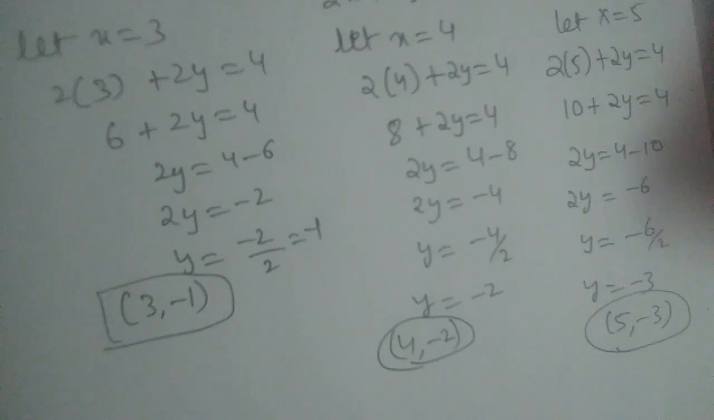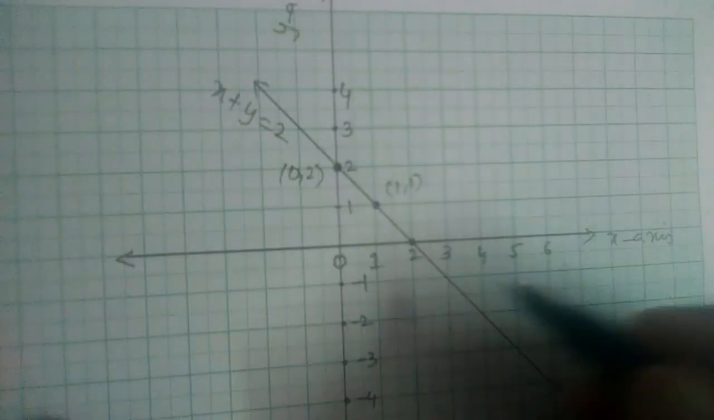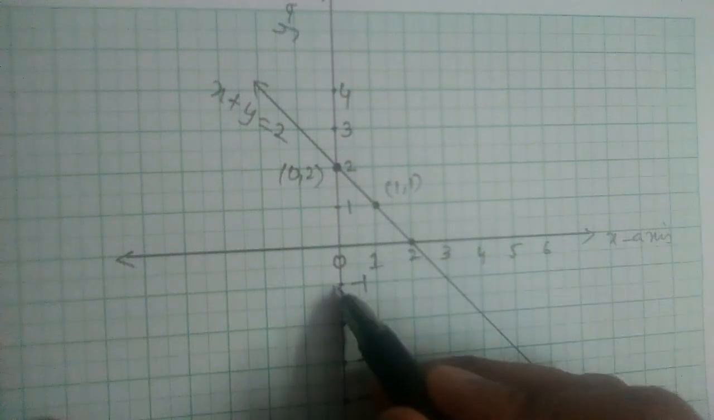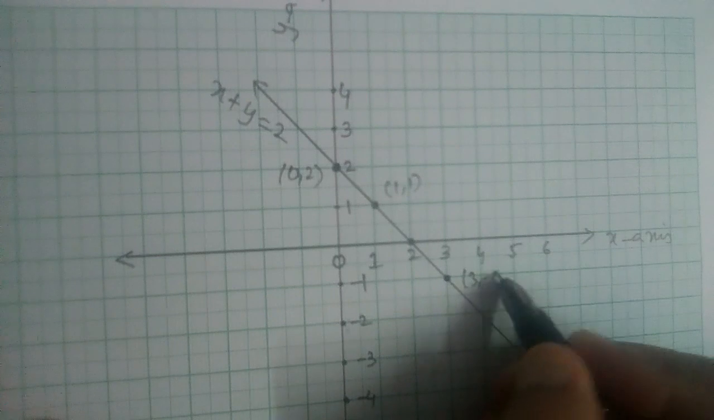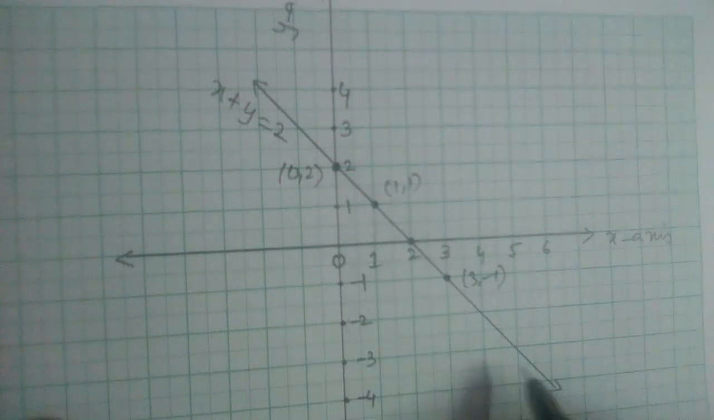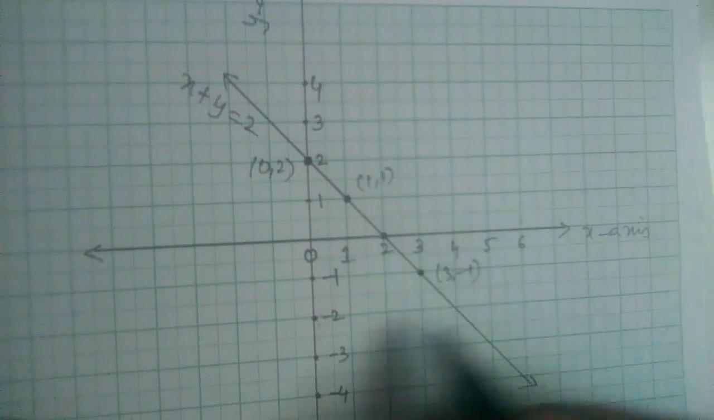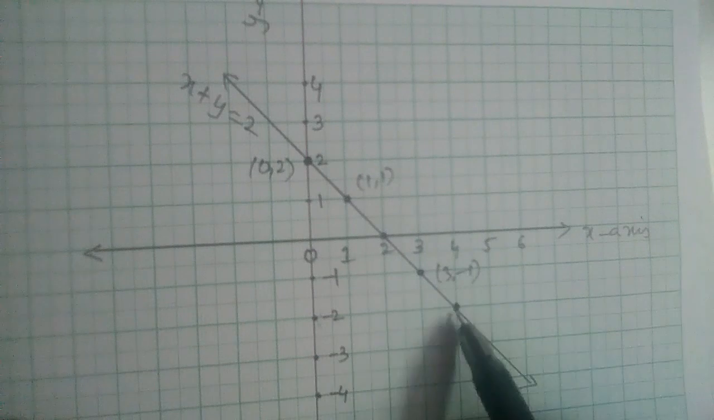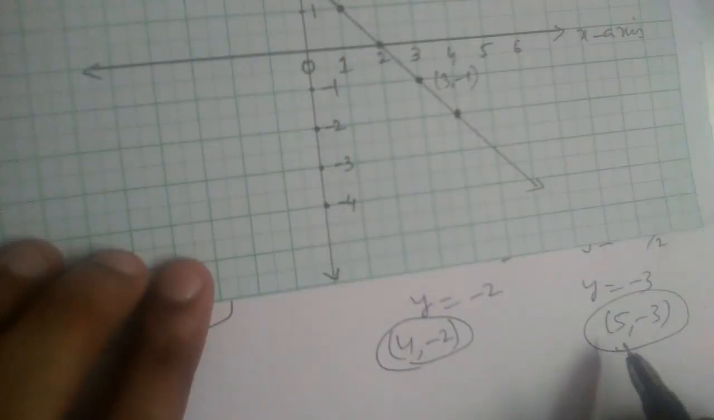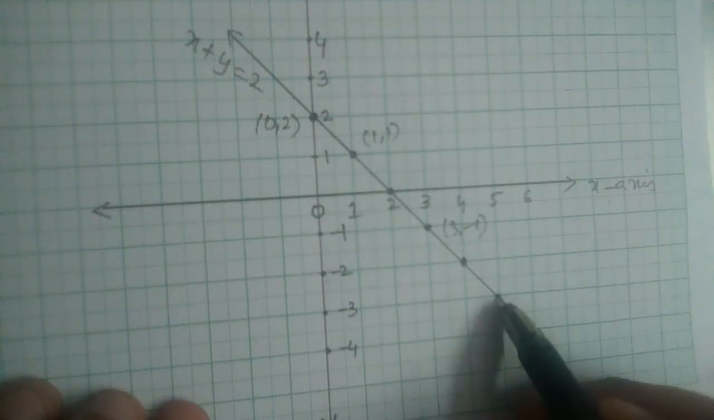Let us plot these 3 points on the same graph. First is (3, -1). So x is equal to 3 here, y is minus 1. So here (3, -1). Okay, now next point (4, -2). So this is the point (4, -2), right? x is equal to 4, y is minus 2. Third point (5, -3). 5 and y is how much?